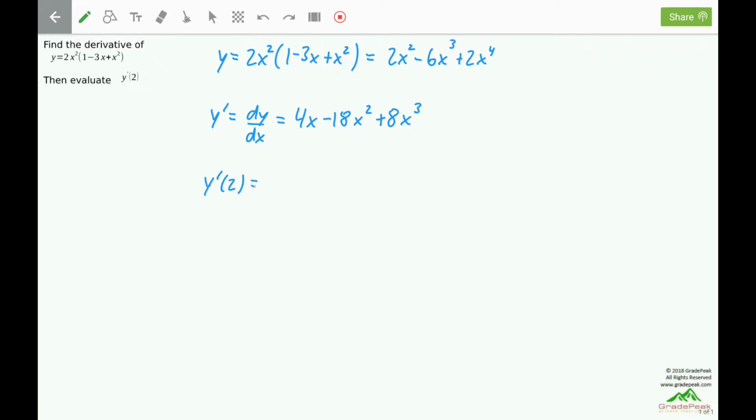y prime of 2 is going to give us 4 times 2 minus 18 times 2 squared plus 8 times 2 cubed. 4 times 2 is 8, minus 18 times 2 squared is a 4, plus 8 times 2 cubed is an 8.